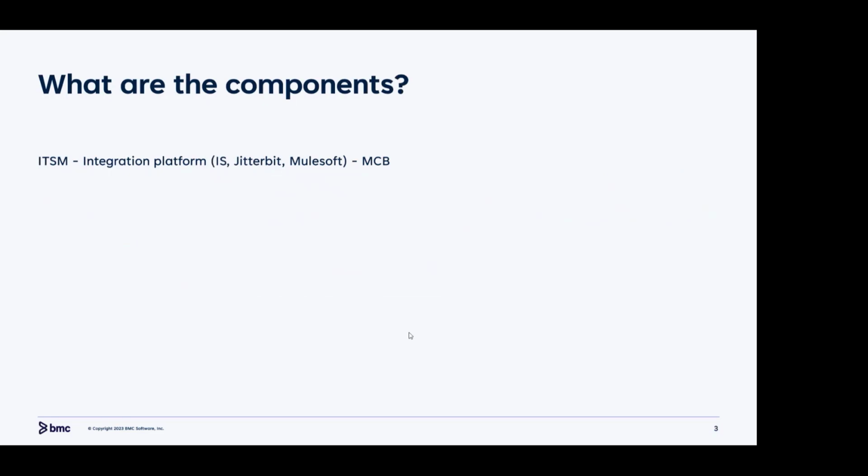Now, what are the components involved in this integration? Three high-level components we can think of. One is the actual ITSM application, which consists of various ticket types like incident, work order, and change. These are the tickets which support this integration. How does this ITSM interact with the multi-cloud broker? It is via the integration platforms we support, like IS, the integration service, Jitterbit, or MuleSoft.